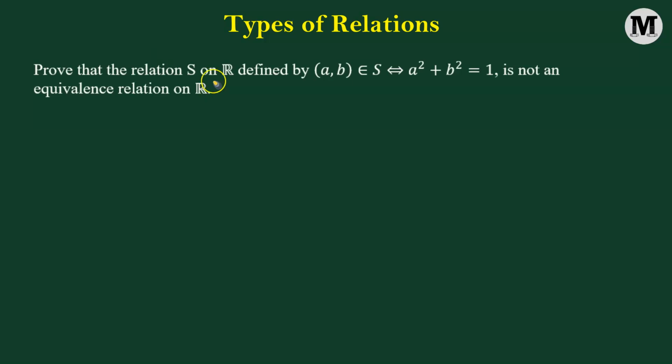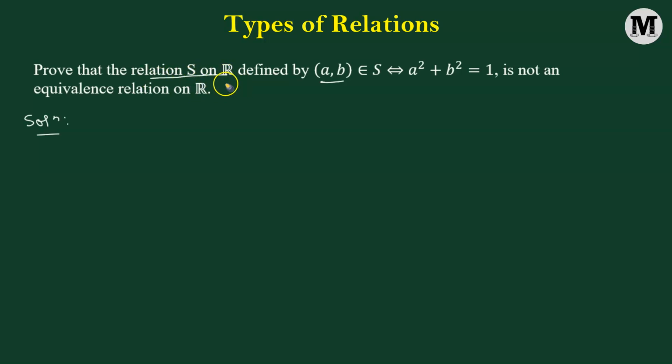Prove that the relation S on the set of real numbers, defined by the ordered pair (a, b) belonging to the relation S if and only if a squared plus b squared equals 1, is not an equivalence relation on the set of real numbers. Okay, let us begin. So here we are given a relation S on R.